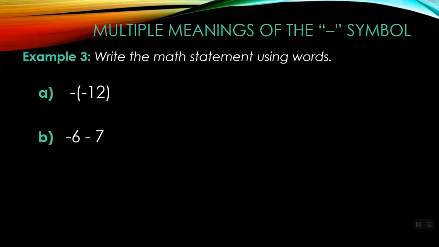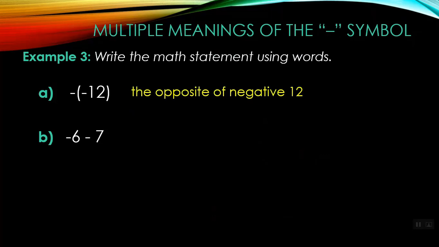All right, example 3, we're going to write the math statement using words. Now we're going to keep the numbers written as the numbers, but we're going to replace the dash symbol with words, either subtraction, which is minus, negative, or opposite. So example 3, we would read this aloud saying the opposite of negative 12.